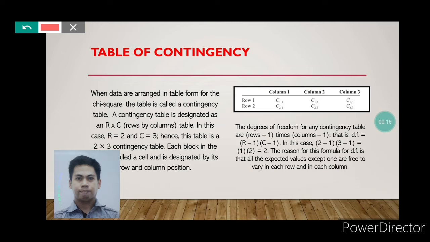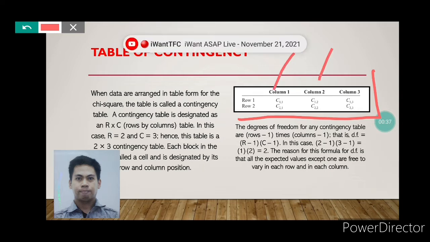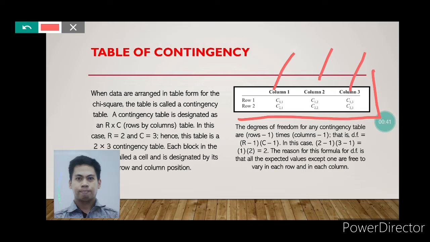A contingency table is designated as an R by C, or rows by columns, table. In this figure of a contingency table, R is equal to 2. These are row 1 and row 2. And C is equal to 3. These are column 1, column 2, and column 3. Hence, this table is a 2 by 3 contingency table.